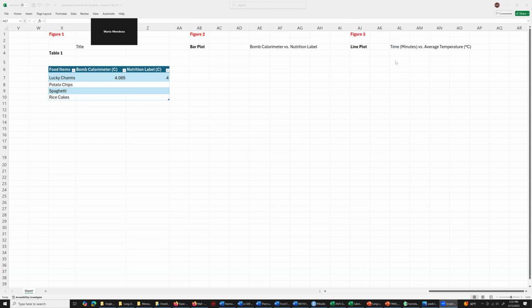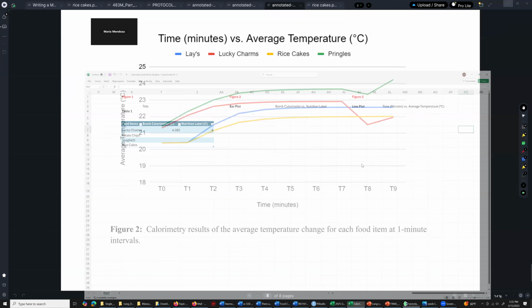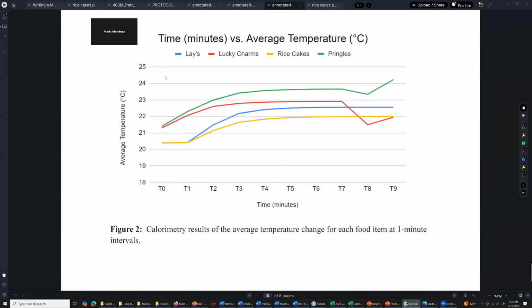So figure three is going to be a line plot, and this is going to be time in minutes versus average temperature. Here's an example. On the x-axis, you have your time. For some people, it took like 7 minutes. For other people, it took like 10 minutes. But you guys have the temperature range.